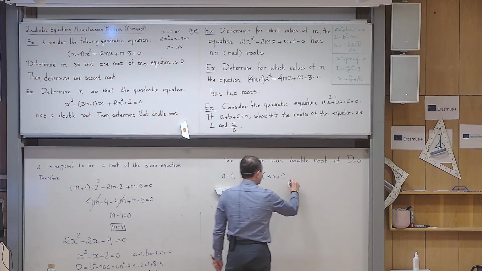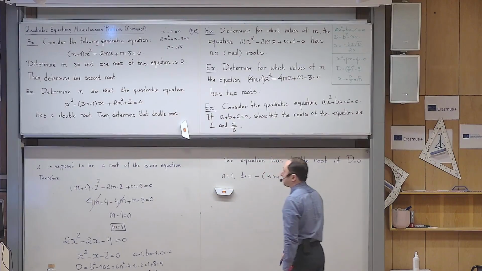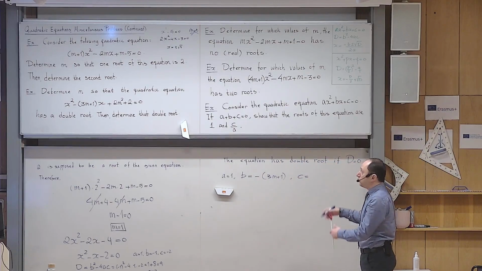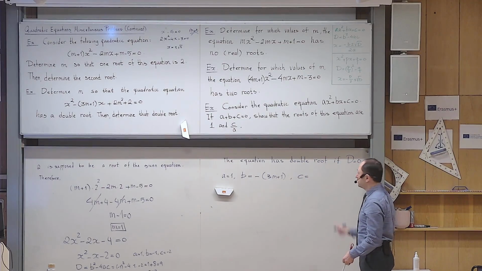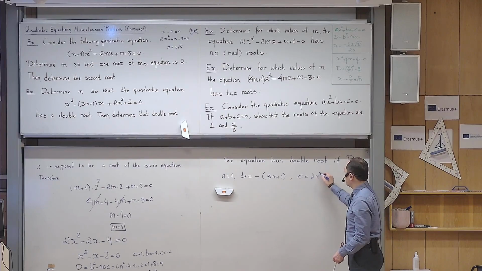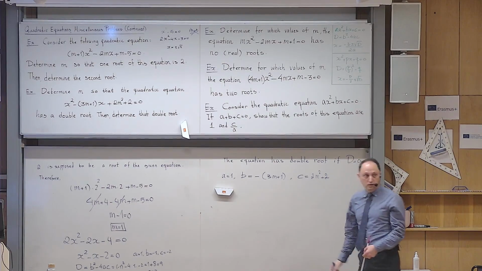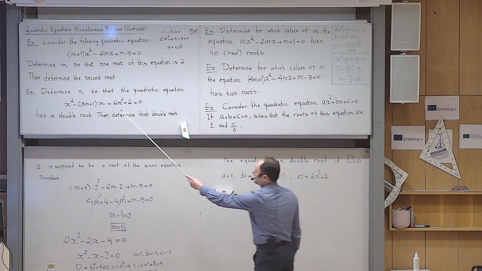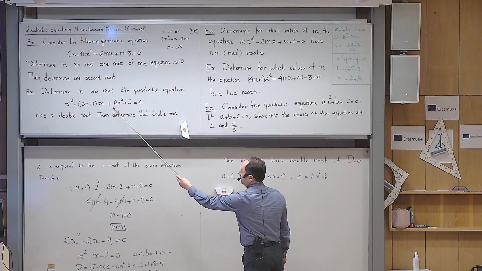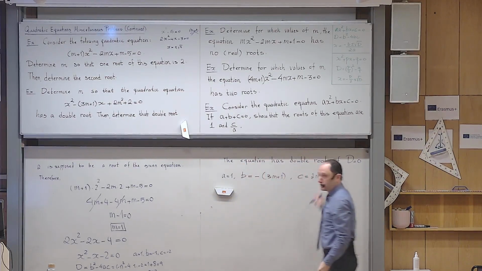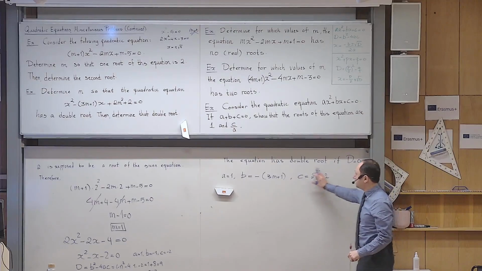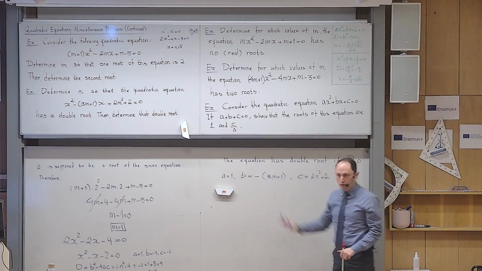And of course, what is C? All the things without x, which is 2m squared plus 2. All of this is considered to be my constant. Constant means without x in this problem. So that is your C. This part is not needed to write in the exam. That is for your own sake.